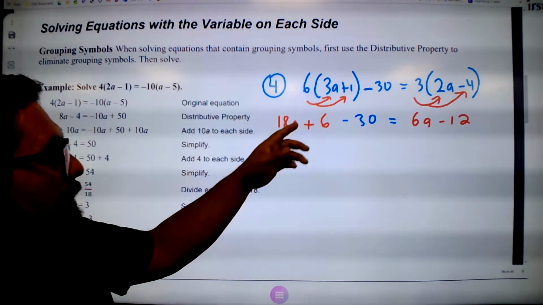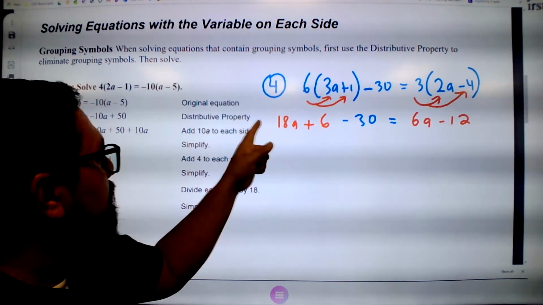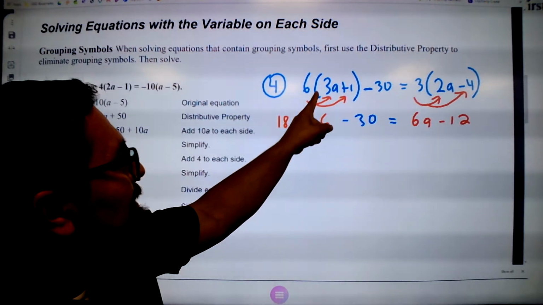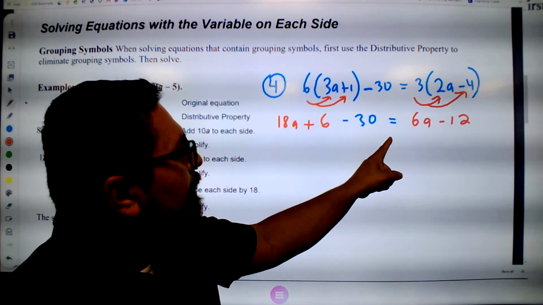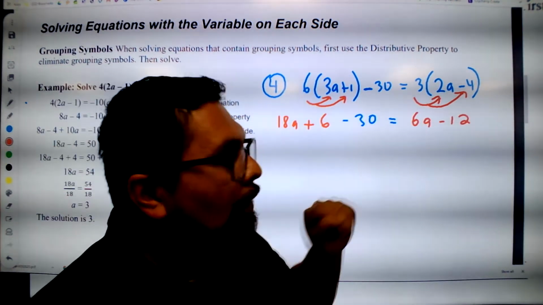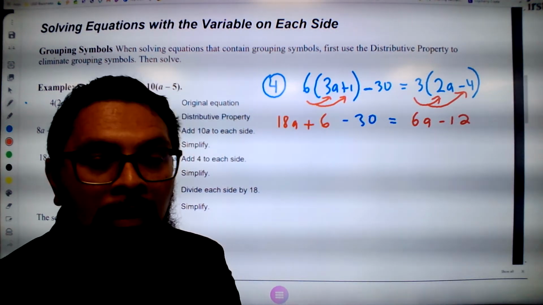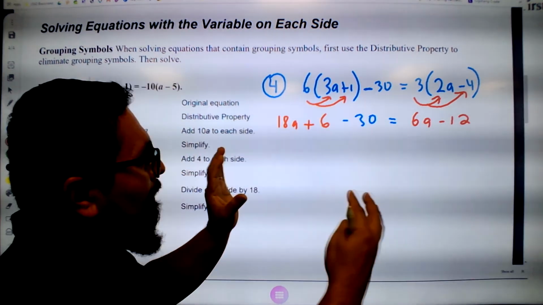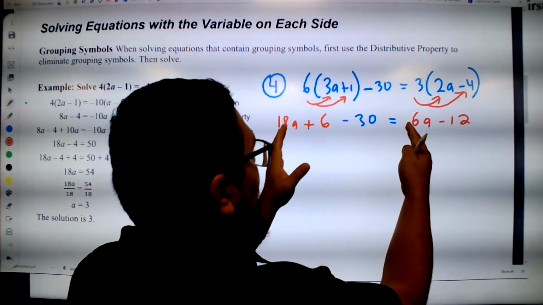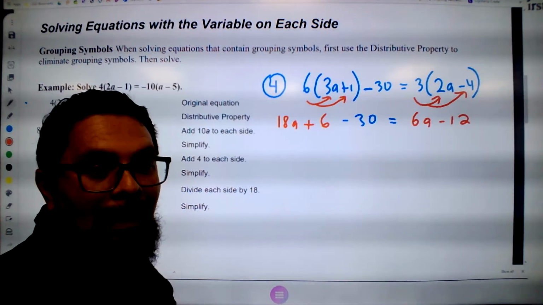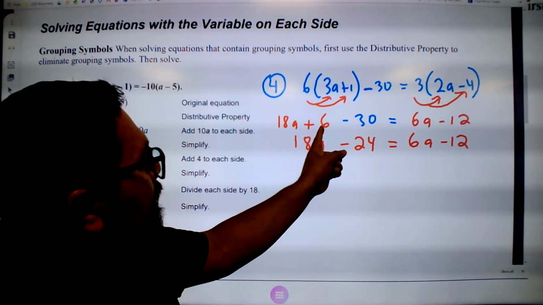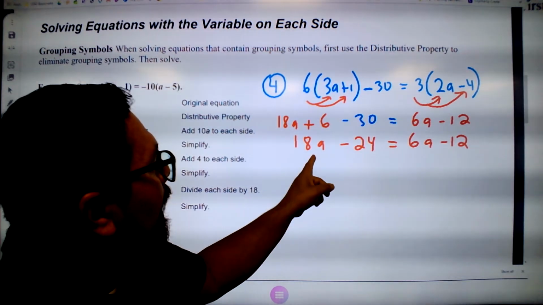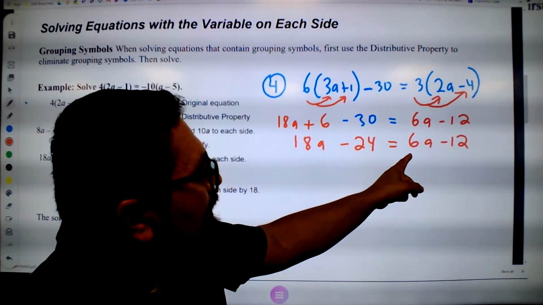All right, so our first step was to distribute, just like the previous one. So now we have 18a plus 6 minus 30 equals 6a minus 12. Okay? So now we've got to keep going. Let's see if we can simplify anything. It looks like we can simplify this guy, so let's combine these like terms. So 6 minus 30 is negative 24. So 18a minus 24 equals 6a minus 12.